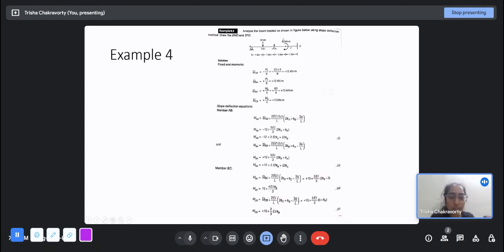MBC is the fixed end moment due to a moment. This is also a value that has to be remembered for a fixed beam. If a concentrated moment is applied, the MBC bar and MCB bar are basically M naught by 4. This is a clockwise moment, so that is why it is positive. If it was an anti-clockwise moment, the fixed end moments would be negative.